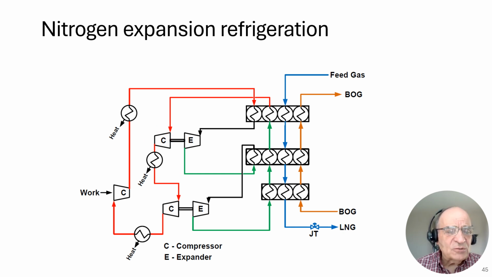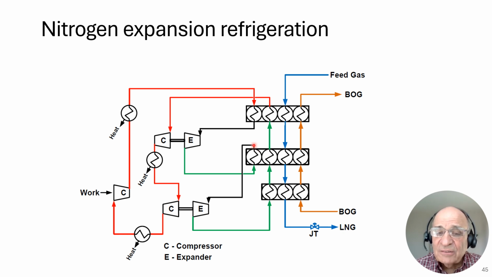So let's look at this process. We'll start at this point here. This is where work comes into the main compressor. As you compress gas, it goes to a higher pressure and becomes hot. You get rid of that heat in an aftercooler. From there, it goes to a heat exchanger where it is chilled down to some colder temperature and then goes through an expander where it is expanded, produces shaft work, and comes out much colder. That real cold gas then is used to extract heat from the other gas streams that are shown here.